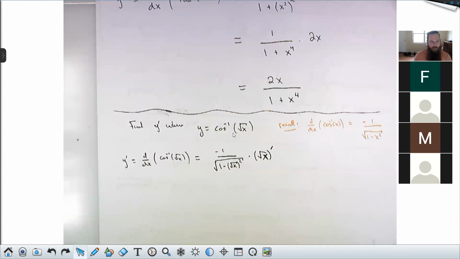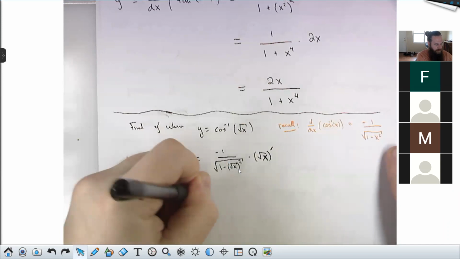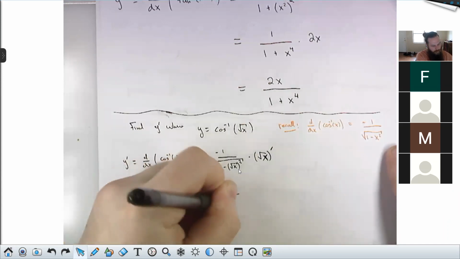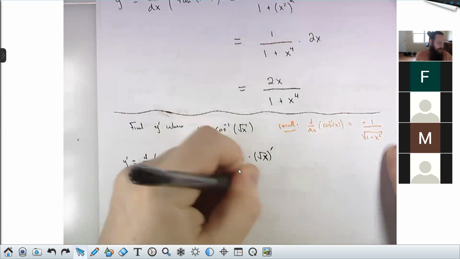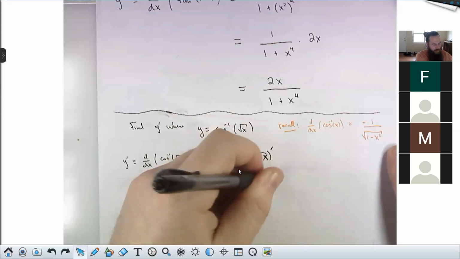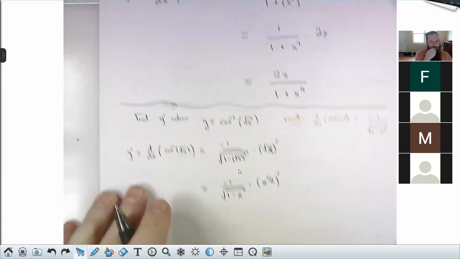So here there's quite a bit to do to clean things up. First, the square root of x squared down in here, when I take this and raise it to the power 2, the little square root inside goes away. So I'll get negative 1 over the square root of 1 minus x. And now I'm multiplying by the derivative of the square root of x. That's the derivative of x to the 1/2.